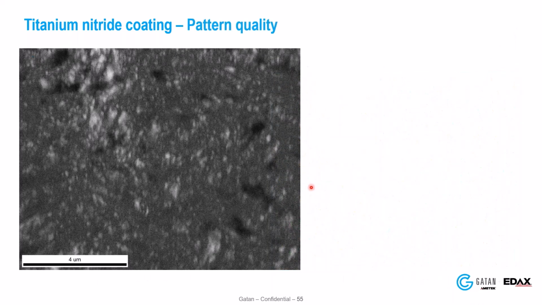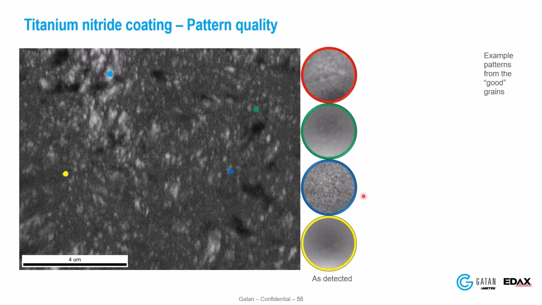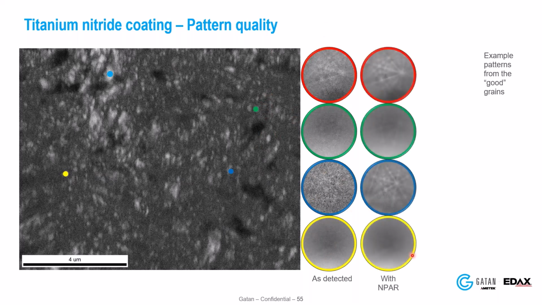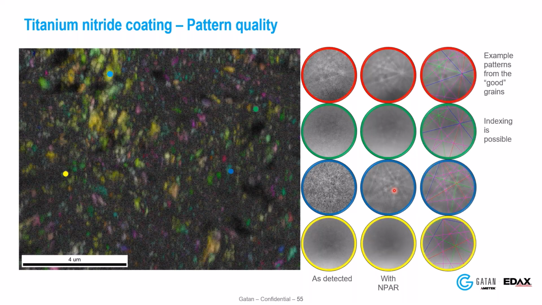Now we take this and run it through spherical indexing. This shows what we're going to get. These are examples from these good grains. We go into one of the brighter areas; these are the as-detected patterns, which give you an idea of the pattern quality. You can see the effect that NPAR gives us on these materials. NPAR is also very useful on these rough materials because it can average out some of those local effects. These are ones we can index with the traditional Hough.